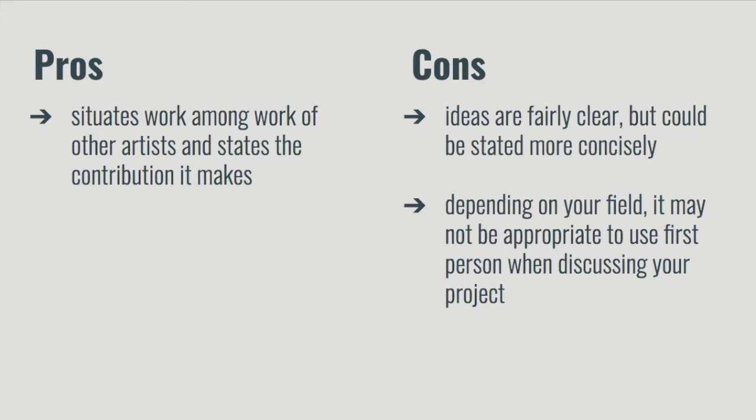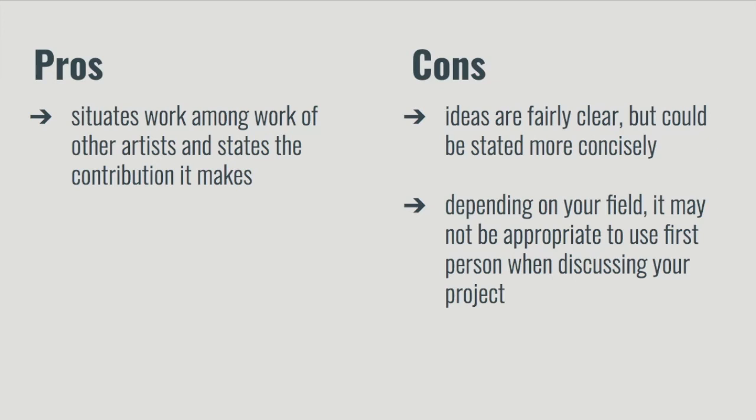Also, depending on your field, it might not be appropriate for you to use first person point of view, like the word I in your abstract. For humanities and more creative fields, it's typically fine to use that first person point of view. But if you're working in the hard sciences, for example, you would definitely want to avoid that. So just think about what field you're working in and what the language conventions of that field are, and try to be consistent with that in the abstracts that you're writing.